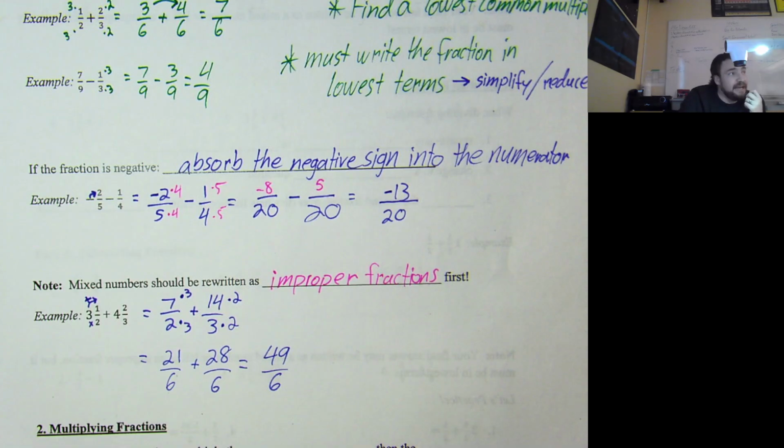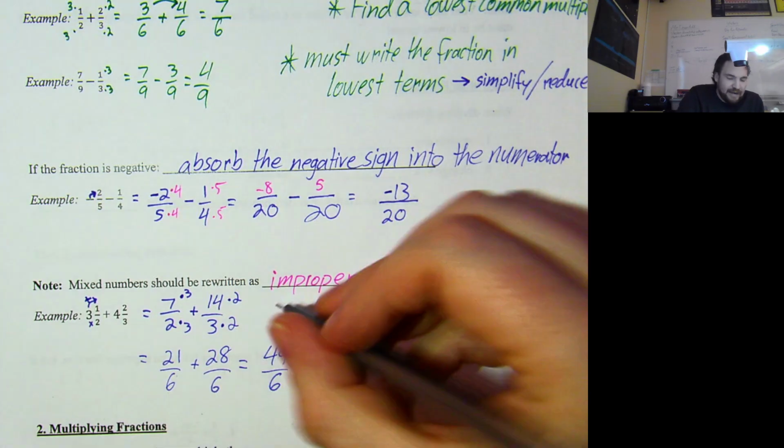And I don't care if your final answer is mixed or improper. The only thing I care about 100% of the time is that your fractions are in lowest terms. That is the hill I will die on. I don't care if it's mixed or improper. But for the sake of interest, unless I specify, if I want this in mixed number form, what do I have to do?